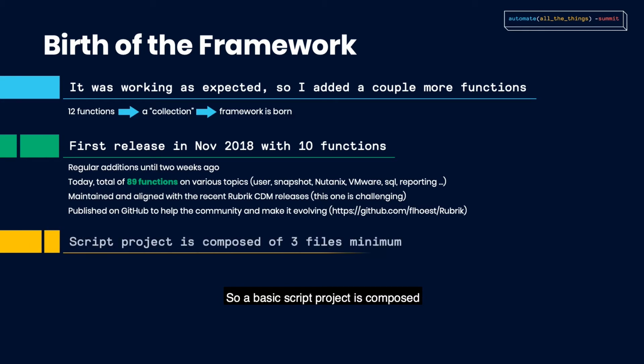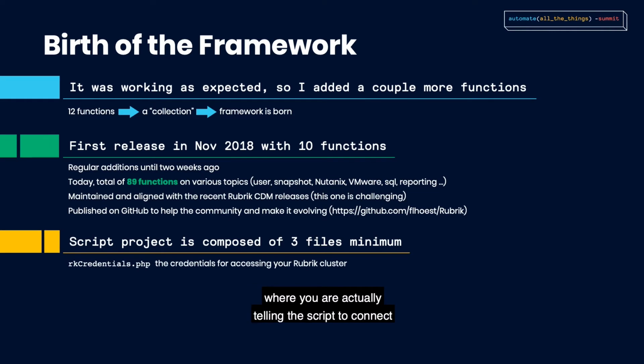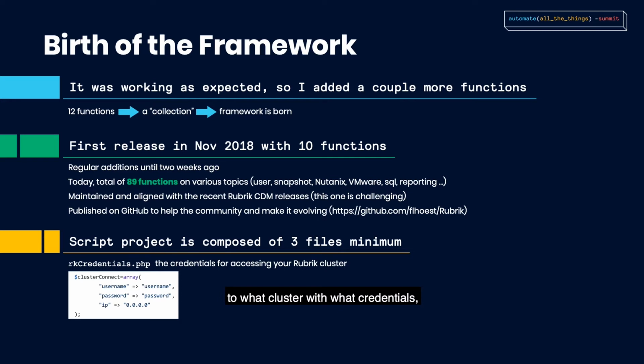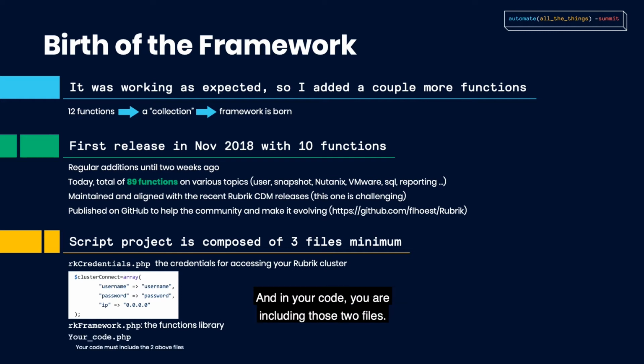So a basic script project is composed of a minimum of 3 files. You have the credential files, where you are actually telling the script to connect to what cluster with what credentials. You have, of course, the PHP framework itself, and then you have your code. And in your code, you are including those 2 files.